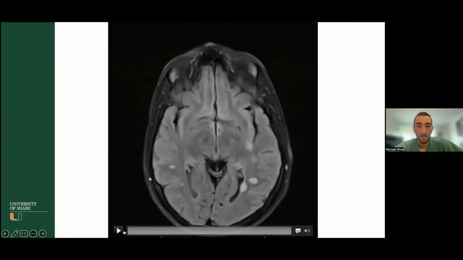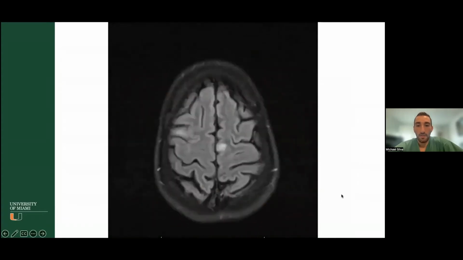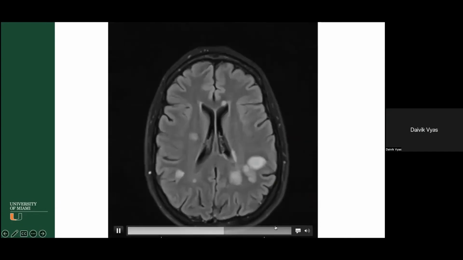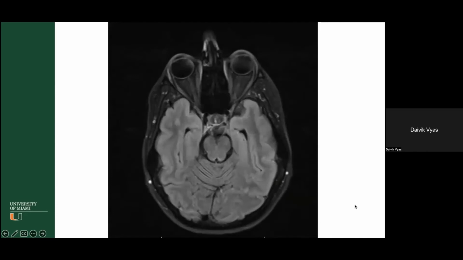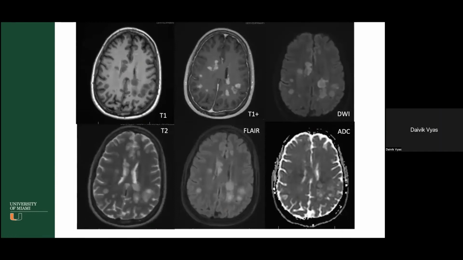Perfect. Okay, so this is the MRI, and here are some other sequences for you. You want to describe what you see here? Yeah, so there are multiple enhancing diffusion restricting lesions bilaterally. In a setting like this, I would suspect something like diffuse metastatic disease.